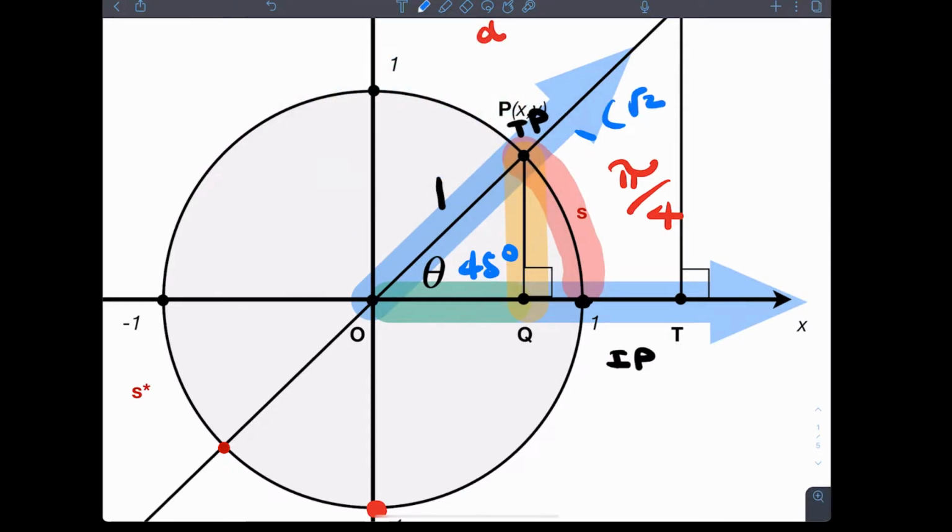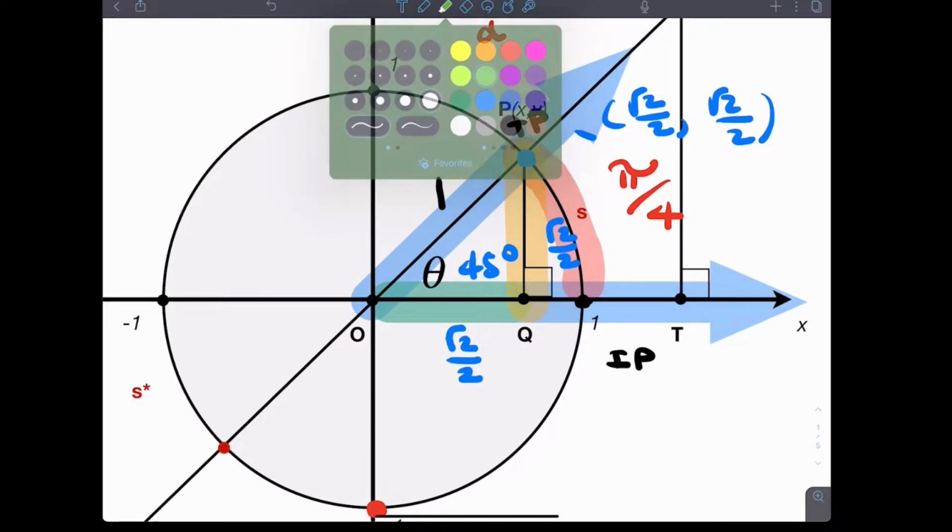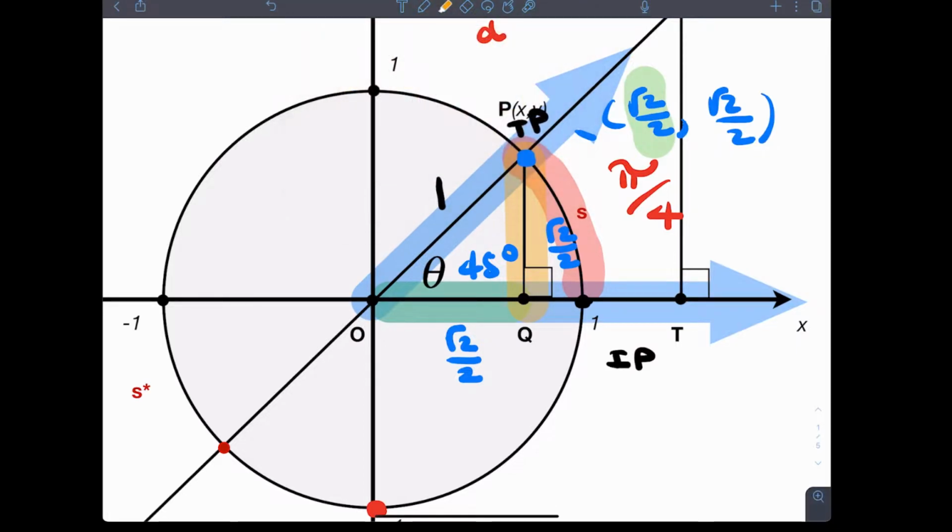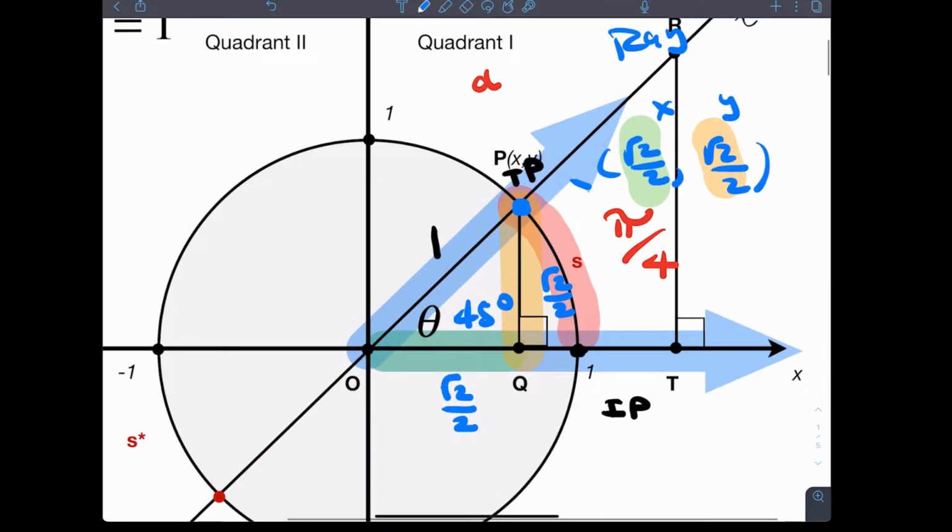Anybody ever see that before? That's your special triangle, isn't it? Do you guys see what I'm saying? So this distance down here is a square root of 2 over 2. This distance is a square root of 2 over 2. That's this location here. So you have the x coordinate and the y coordinate. Okay? Quadrant 1 is geometry. See, Mr. Judge, we already know quadrant 1 information.